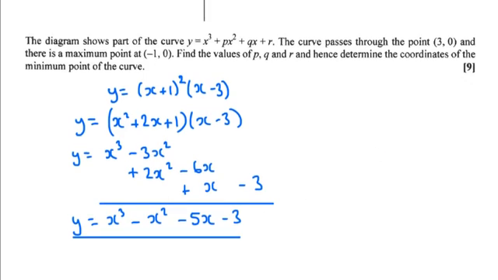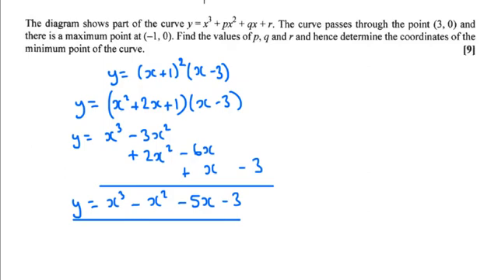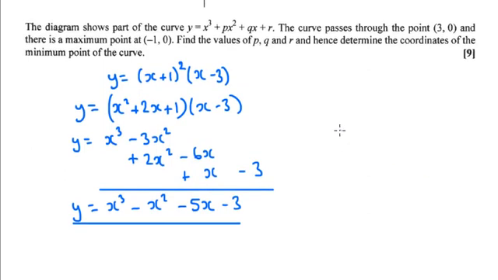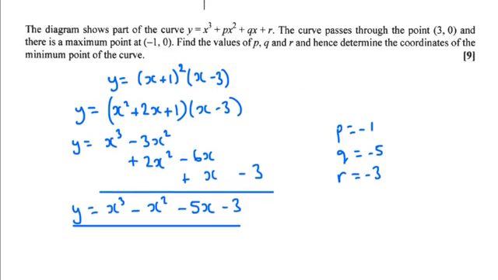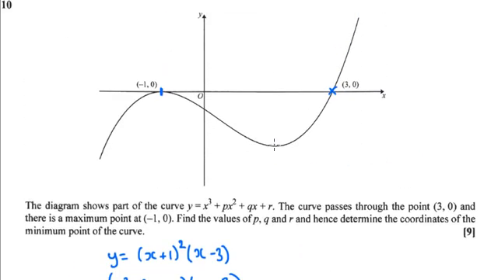So what's the rest of the question wanting? It says find the values of P, Q and R. We've done that. We've got the P, probably should write that down. P is minus 1, Q is minus 5, and R is minus 3. And find the minimum point of the curve. So now we're after this point. So that's just the stationary point, and we already know one of the stationary points.